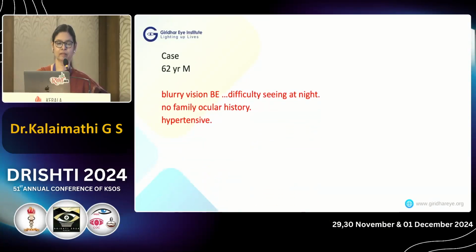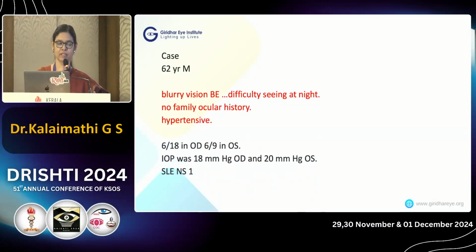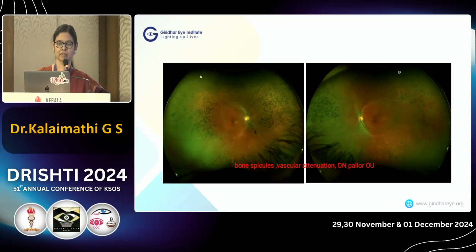62-year-old male, blurry vision both eyes, difficulty seeing at night, no family ocular history. Vision right eye 6/18, left eye 6/9. This is the fundus picture. This is a very clear-cut case. This is a consecutive optic atrophy secondary to retinitis pigmentosa.